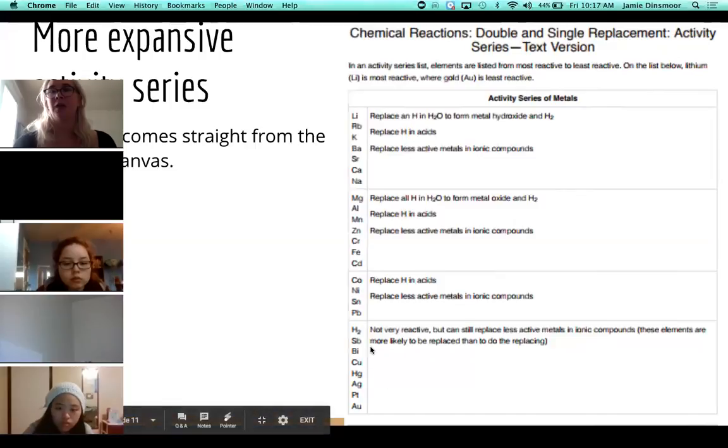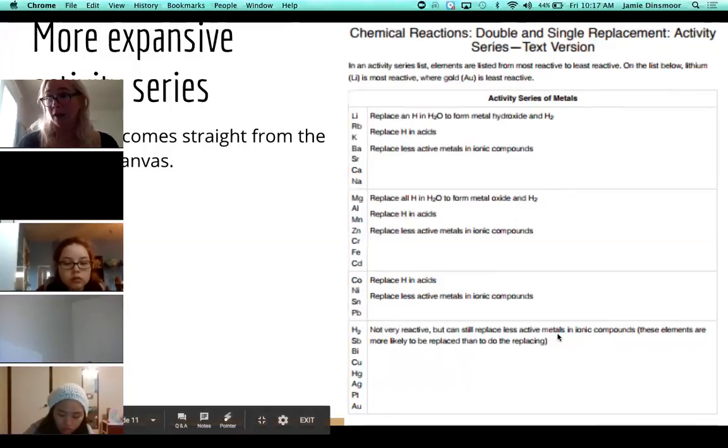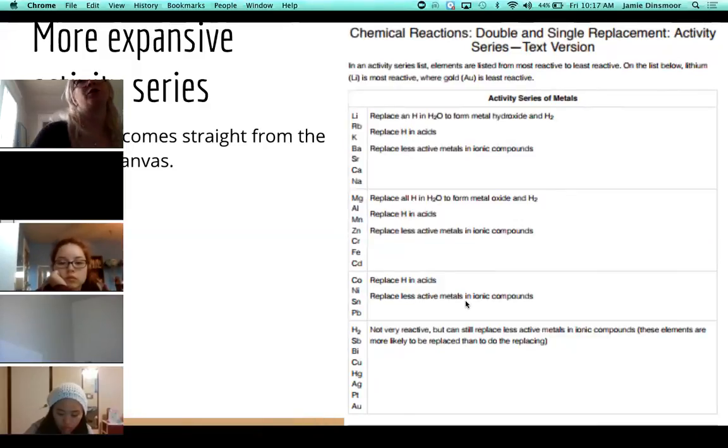And then finally, we get down here where we see that they're not very reactive, but they can still replace less active metals, right? But these last ones down here, including hydrogen, hydrogen is on this list. Hydrogen will replace, for example, all these metals below it, but these metals will not replace hydrogen in an acid or water. So this is one of those situations where if you don't have the activity series and you're not looking at it, you're going to get these wrong, right?